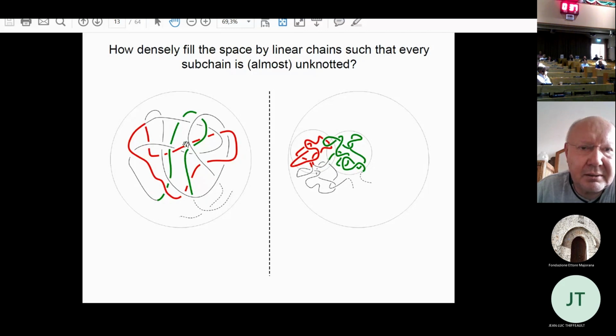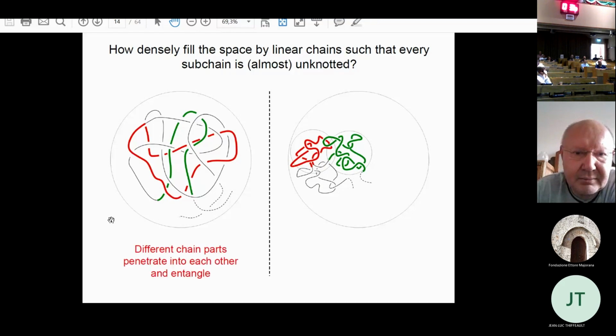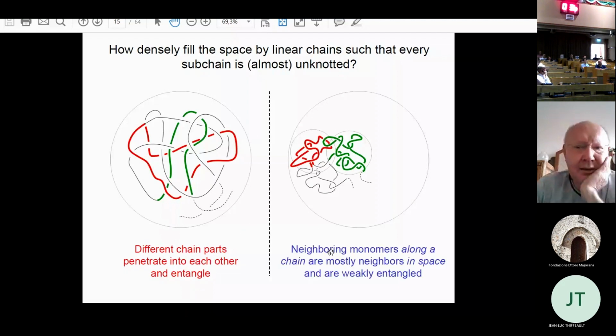So we can consider two rings. And for rings, the topological invariants are well defined, so we can compute, for instance, the topology. Another option is that all these parts don't penetrate into each other and form sort of crumples, and these crumples are formed on all scales. Here, different chain parts penetrate into each other and entangle. And here, neighboring monomers along the chain are almost neighbors in space and are weakly entangled.